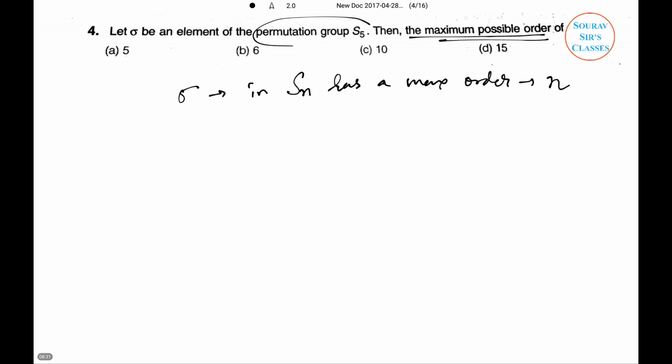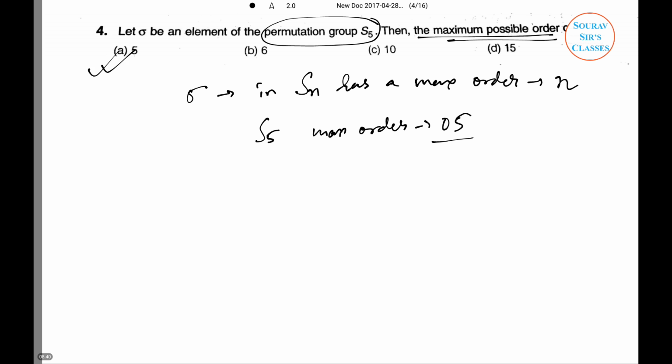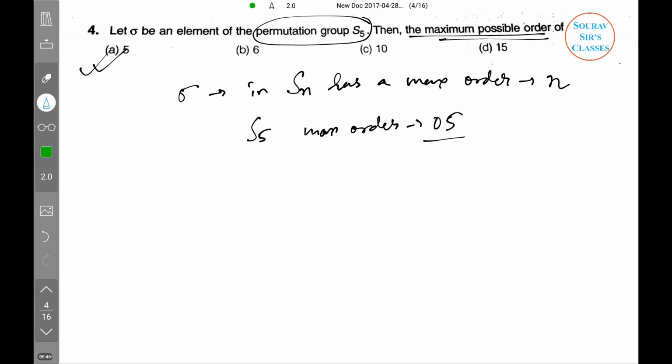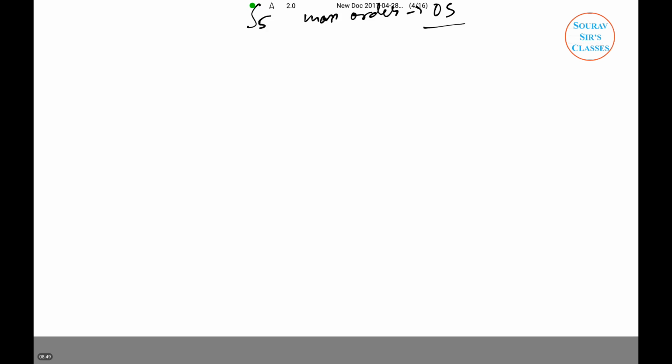So remember that if the permutation is given by sigma, we know that a permutation sigma in Sn has a max order equal to n itself. So if the permutation is of group S5, so max order is also 5. So in this case, A is our option. This one is a relatively easier one compared to the other ones which we have done. Okay, now let's proceed to the next question.